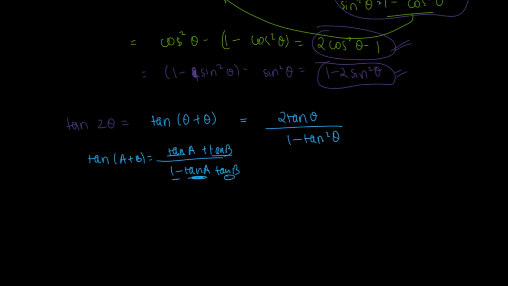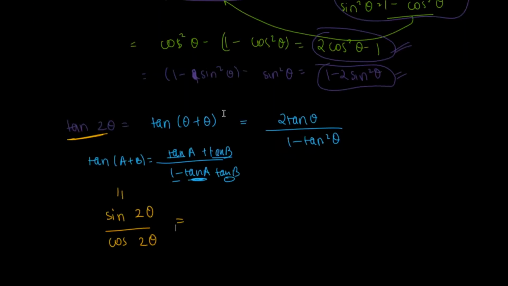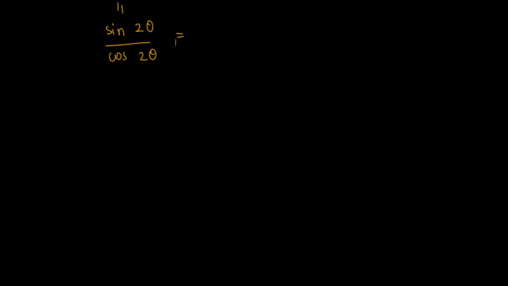The other way that some textbooks like to approach this is as follows. Tangent of any angle is just sine divided by cos of that angle. So sine of 2 theta divided by cos of 2 theta is equal to tan of 2 theta. Put in the values that we already have. Let's use cos squared theta minus sine squared theta for the cosine, and instead of sine 2 theta, you will write 2 sine theta cos theta. In the denominator we have chosen cos squared theta minus sine squared theta.